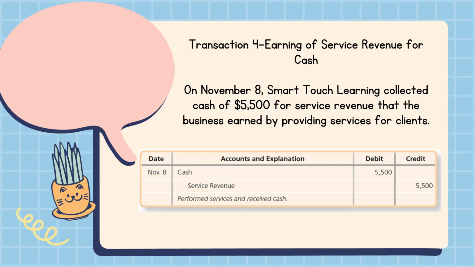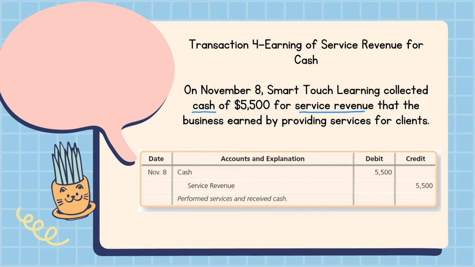So, collected cash. This is the first account affected by this transaction. For service revenue that the business earned. Earned means I provided the service, as he said here. So it's gonna be service revenue. So these are the two accounts affected by this transaction.